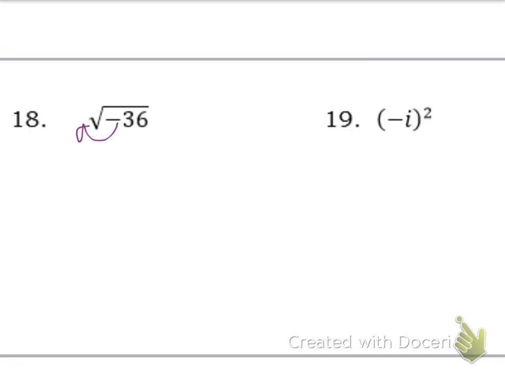Okay, we get this negative out by doing an i. Square root of 36 is just 6. So 6i. We write it out twice. Negative times a negative is a positive. i times i is i squared, which then changes to negative 1.